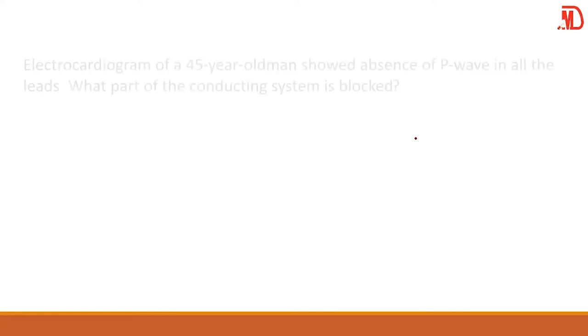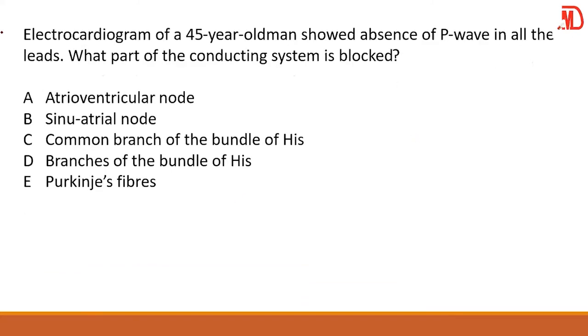All right. We have an ECG of a 45-year-old man showing absence of the P wave. What brings the P wave is atrial contraction, and before the atrium contracts, impulses must come from the sinoatrial node. If there's a problem with impulses from the sinoatrial node, the P wave will not show and the atrium will not contract.